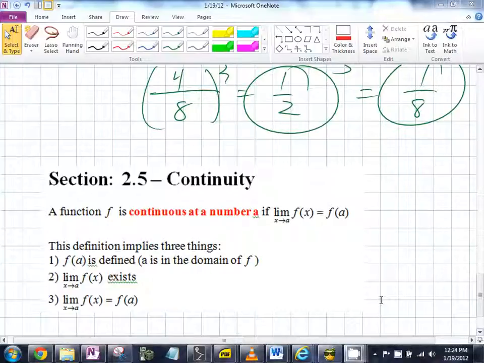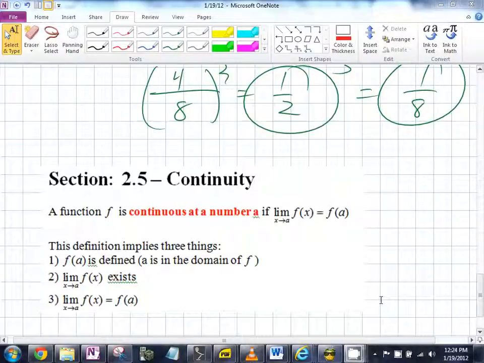So the technical definition is this. It means that f of a is defined, meaning for the function to be continuous at an a value, the function has to be defined at the a value. 1 over x, is that continuous at 0? No, because can you plug in 0? No. The limit as x goes to a exists, meaning the limit has to be the same on both sides, and the limit is the output value.